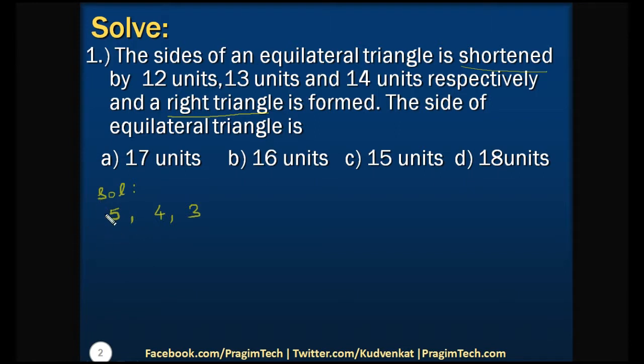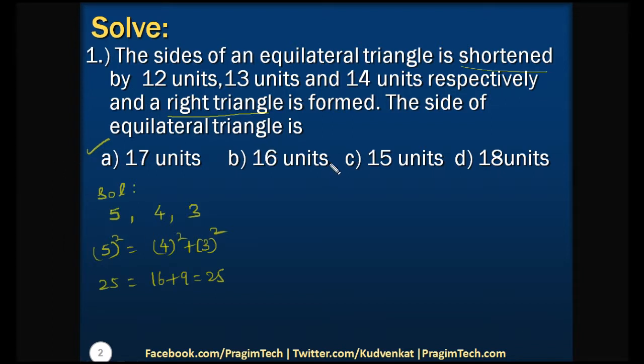So this is the largest side, right? 5. So we'll take it as the hypotenuse. So 5 square will be equal to base square plus perpendicular square, right? According to the Pythagoras theorem, 5 square is 25, 4 square is 16 plus 3 square is 9, which is nothing but 25. So it is satisfying. So we can say that the answer is A, right?